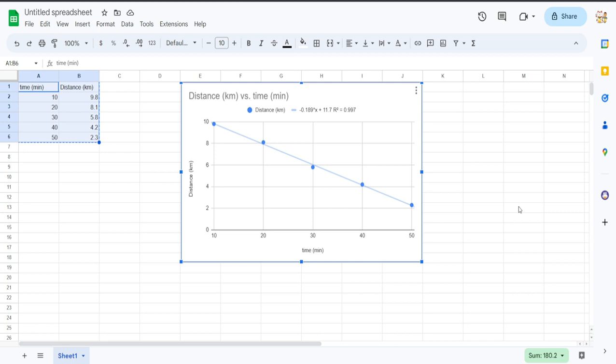How far from home was the cyclist when they started? Right, so when we're looking at when they started, we're looking for our y-intercept. In this case, our y-intercept was the last value, so this was the 11.7. So that means they were 11.7 kilometers from home. Right, that's how far they were.